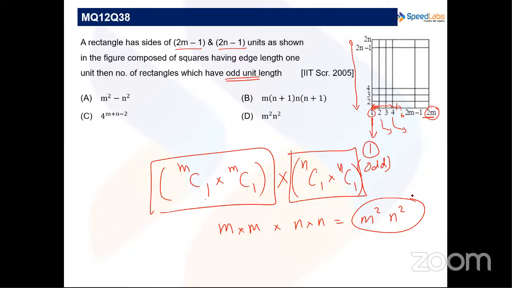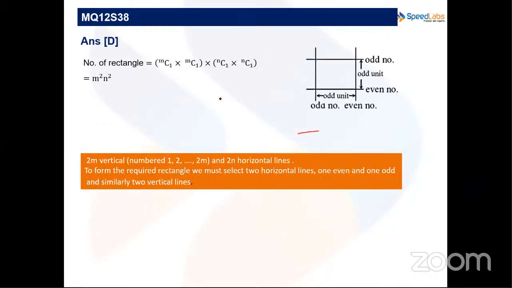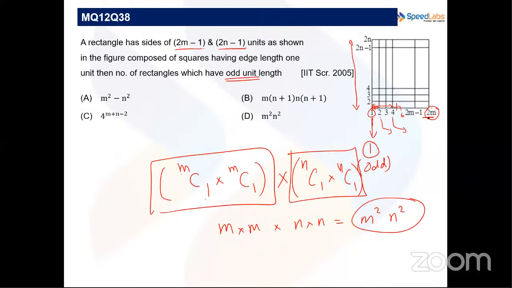See, we are given the sides are 2m minus 1 and 2n minus 1. So we have numbered these values from 1, 2, 3, 4 to 2m. So the sides will be 1 less. That will be 2m minus 1 sides. Now what we have to select, we have to select odd unit length. How we are going to select an odd unit length?